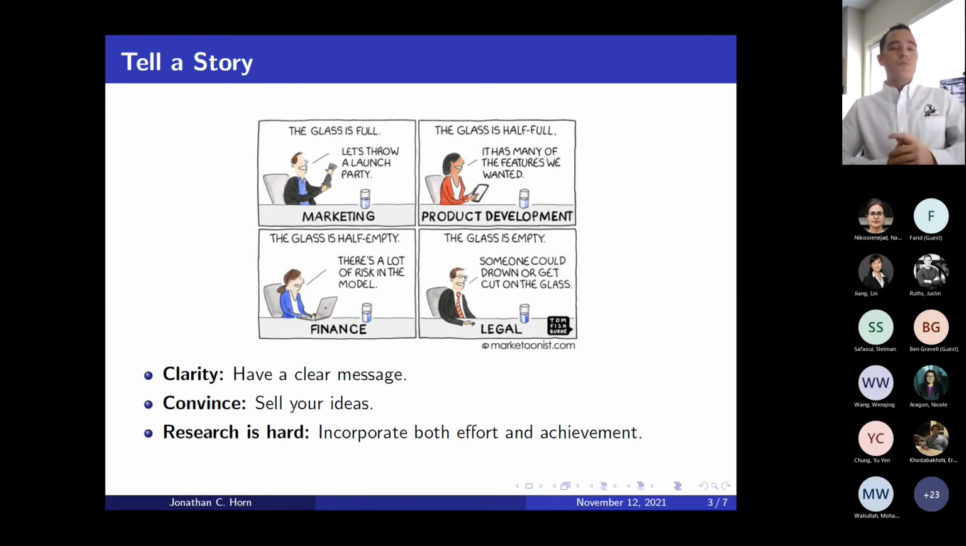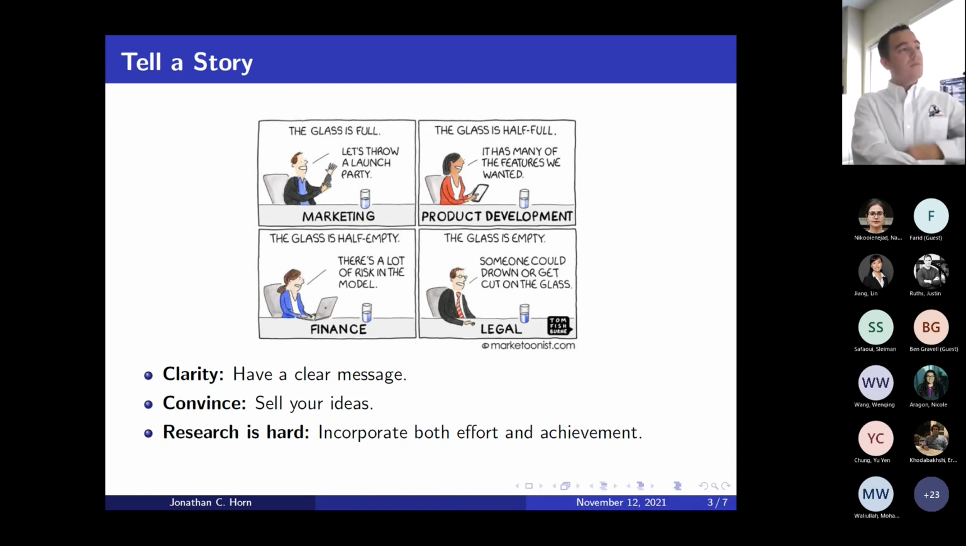The third thing is research is really hard. I know all of you are probably struggling, thinking, how am I going to complete this thing? You can't see the light at the end of the tunnel. I think it's very important when you're presenting to incorporate both your achievements and the effort you put into it. People need to understand where you come from and why you put so much effort and time into what you're doing. So the one-liner for this slide is: learn to tell a story. Help the audience understand you.